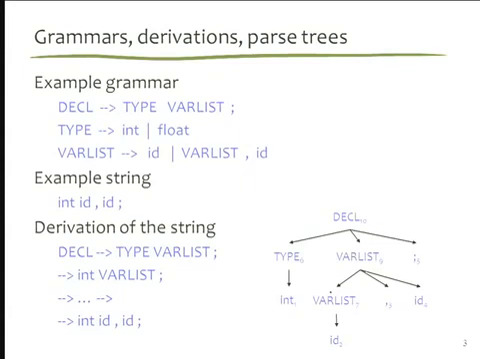Here I rewrote type into int, and then I presumably started rewriting var list into this list of two identifiers. Could I reverse the order? Could I first change the var list into a list of identifiers and then at the very end turn the type into int? I could. So indeed, different sequences of these derivations could produce the same parse tree.